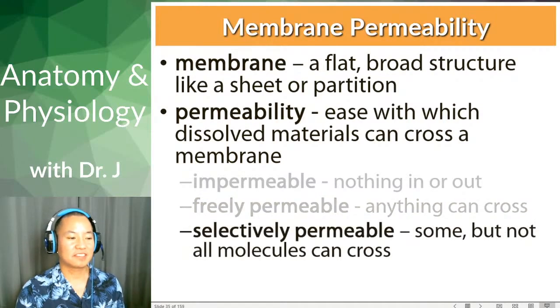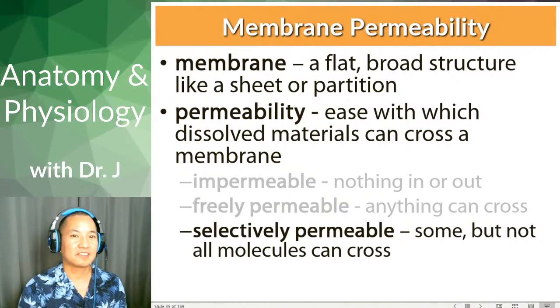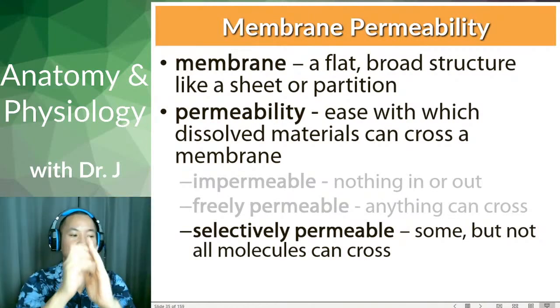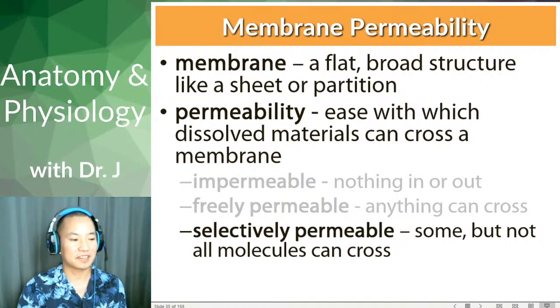Whereas this middle ground is selectively permeable. That means it selects what can cross. So some things can cross through, but not everything can cross through. That's a selectively permeable membrane. So impermeable and freely permeable are extremes, and anything in between is selectively permeable. As long as something can get across, but not all things can get across, it is selectively permeable.